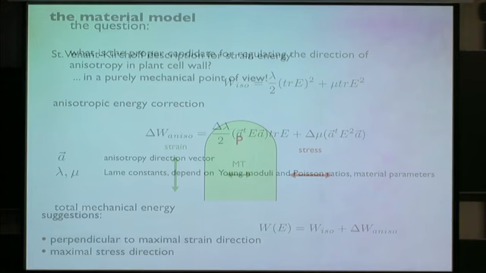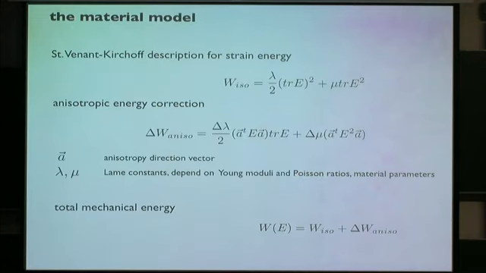We wanted to compare these two, so we developed a very basic anisotropic model, which has been made by modifying the well-known Saint-Venant description for the strain energy, and we have penalized that according to the equipartitioning of the energy in different directions with this term, which includes the anisotropy vector and some difference between the material properties in the longitudinal and transverse directions.